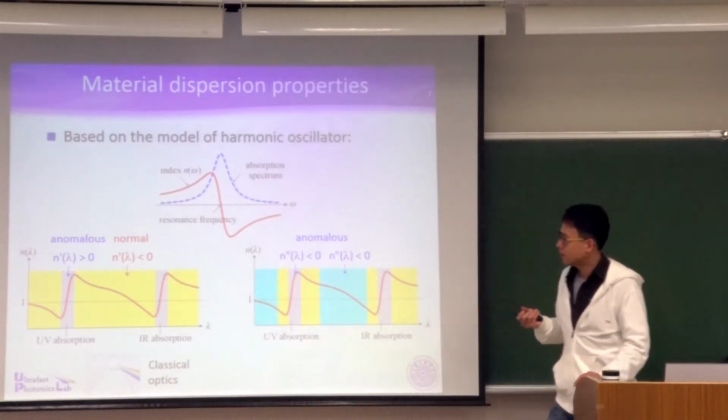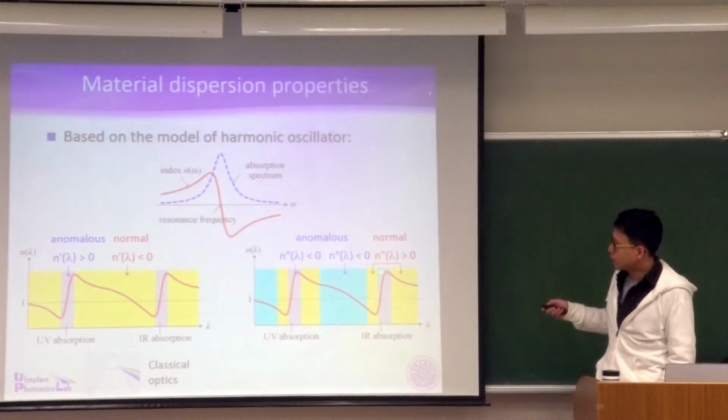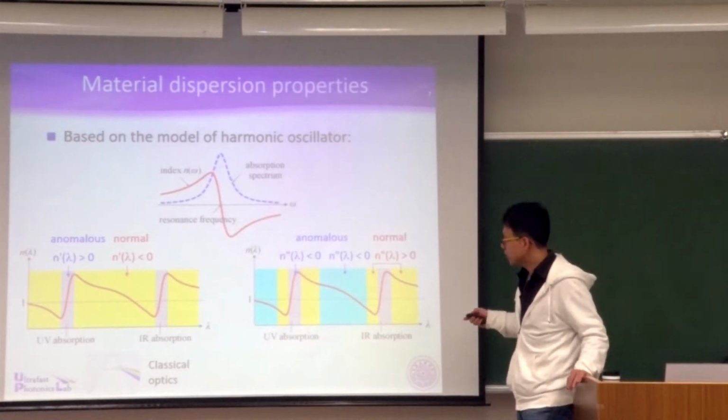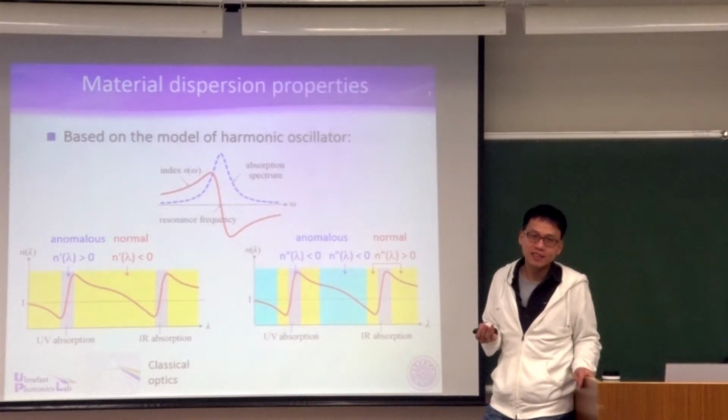Okay? And similarly, the yellow area, you have positive curvature or a concave function. They represent normal dispersion. Okay.